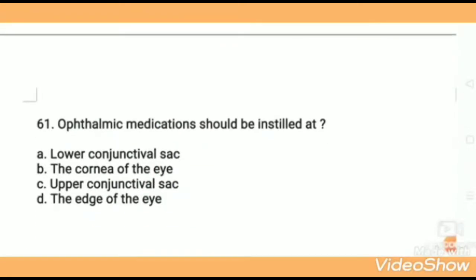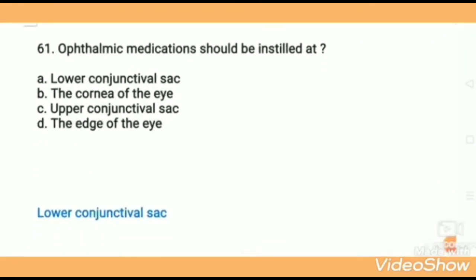Ophthalmic medication should be instilled at lower conjunctival sac, the cornea of the eye, upper conjunctival sac, or the edge of the eye. So, the correct answer, ophthalmic medication should be instilled at lower conjunctival sac. This is for better absorption. Next question.